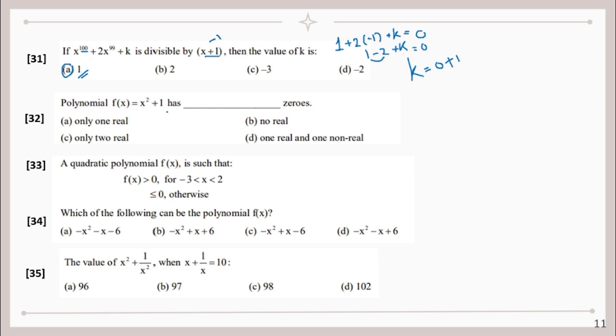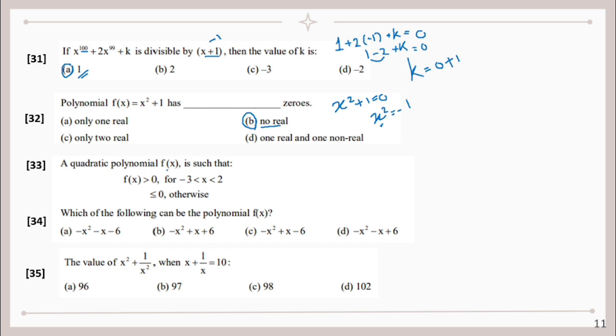Polynomial f of x equal to x square plus 1 has dash zeros. See, let them equal to 0. X square plus 1 equal to 0. So x square equal to, the plus 1 will go to the right side and become minus 1. Whenever x square, it is a squared number, it cannot be minus 1. So no real roots.